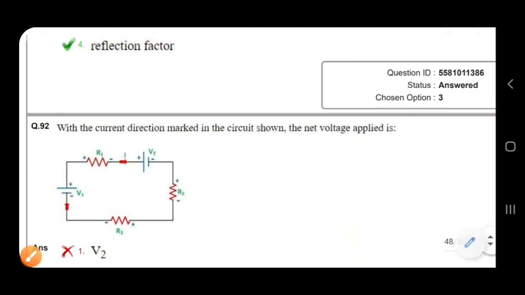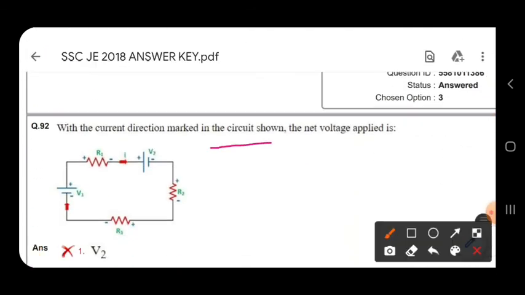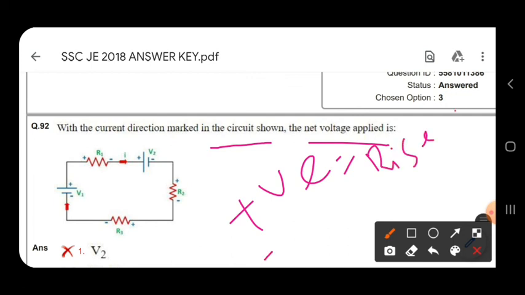With the current direction marked in the circuit shown, find the net voltage applied. Friends, all of you know that the positive sign is denoted in cases of rise in potential, and the negative sign in cases of fall in potential. When current flows from negative to positive, this is a rise in potential, and if current flows from positive to negative, this is a fall in potential.